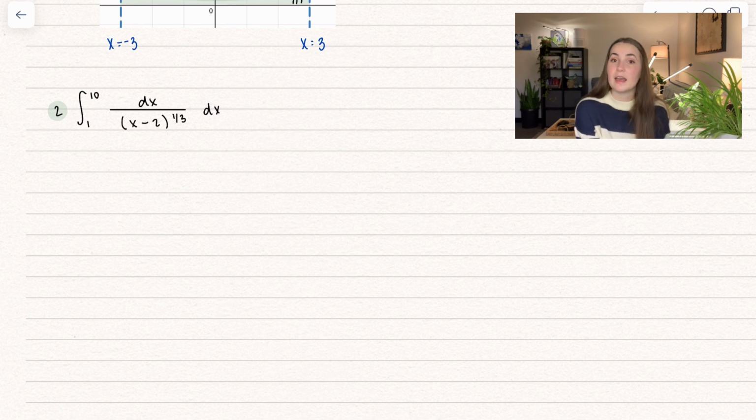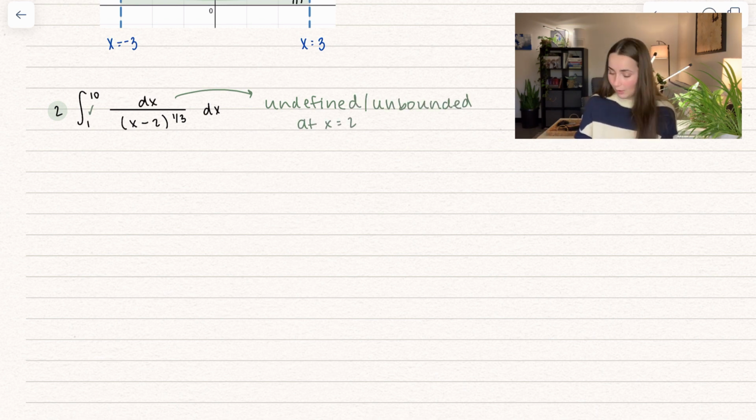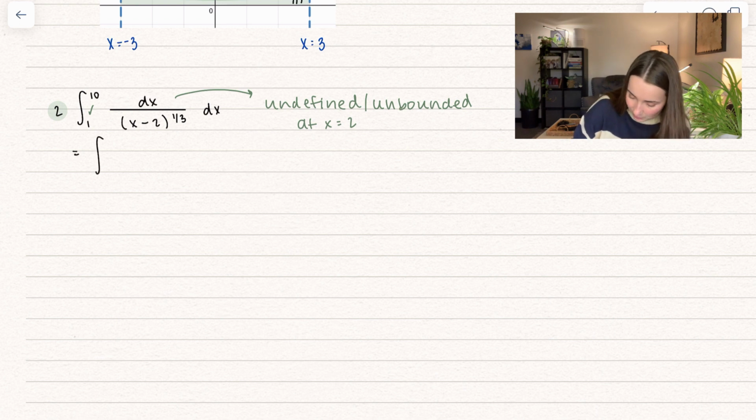So notice here that our integrand, the actual values, neither of them are going to be an issue. I can plug in 1, I can plug in 10. There's going to be an issue value in between. So this function itself is going to be undefined or unbounded at 2, and that's going to be between our two bounds. So we need to go ahead and split this up into two integrals.